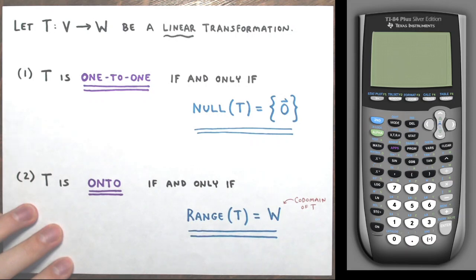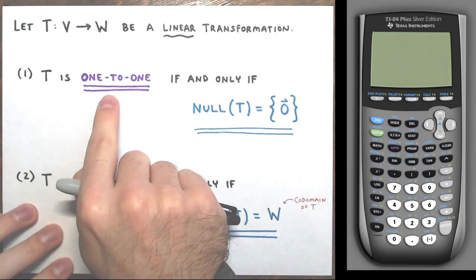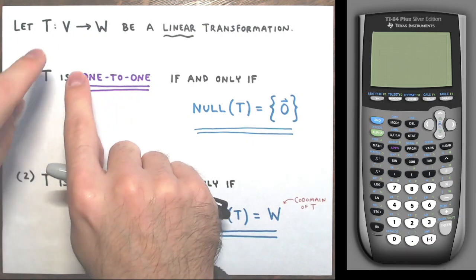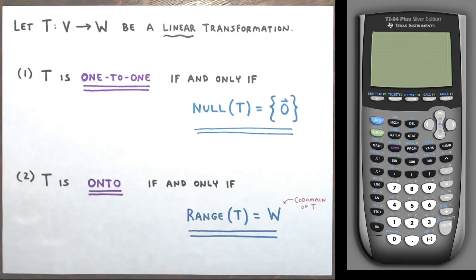Now again, I'll just say out loud what this means. Remember, T being one-to-one means that there aren't two different values from the domain that map to the same value in the range. Another way of saying that is that every element of the range has a pre-image with exactly one element of the domain in it. No more, no less.